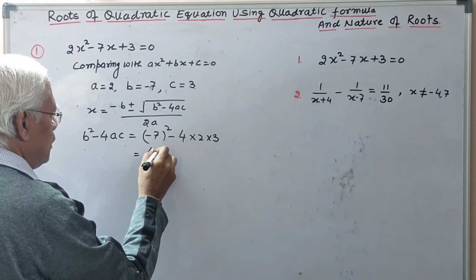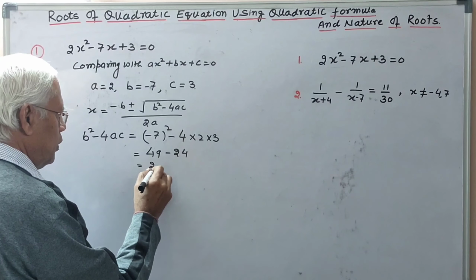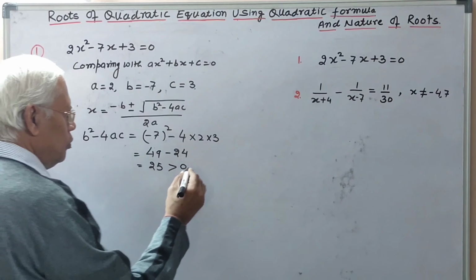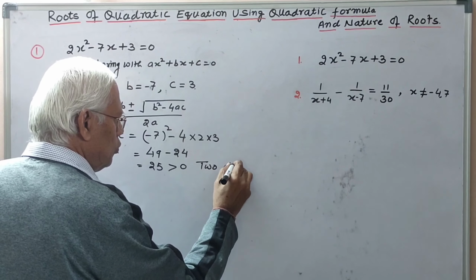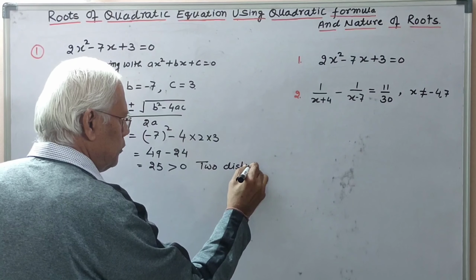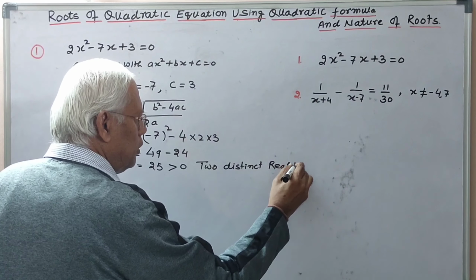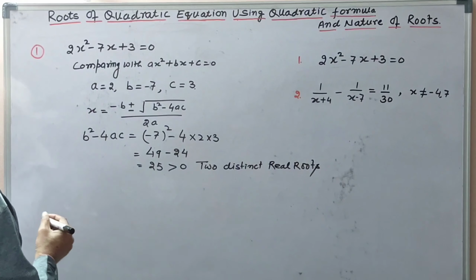So 49 minus 24, 25, which is positive. So the equation will have two distinct real roots.